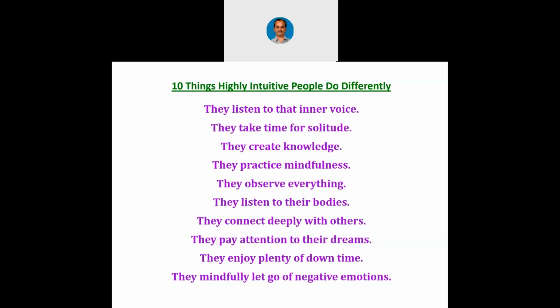Now the fifth thing, they observe everything. For the intuitive people, their sense organs are sharp. Their eyes are sharp, their ears are sharp, their skin is also sharp. They just observe everything, just by observation they learn. There is no need of any other learning. Observation is enough. You observe a flower, you will understand the divinity within the flower.